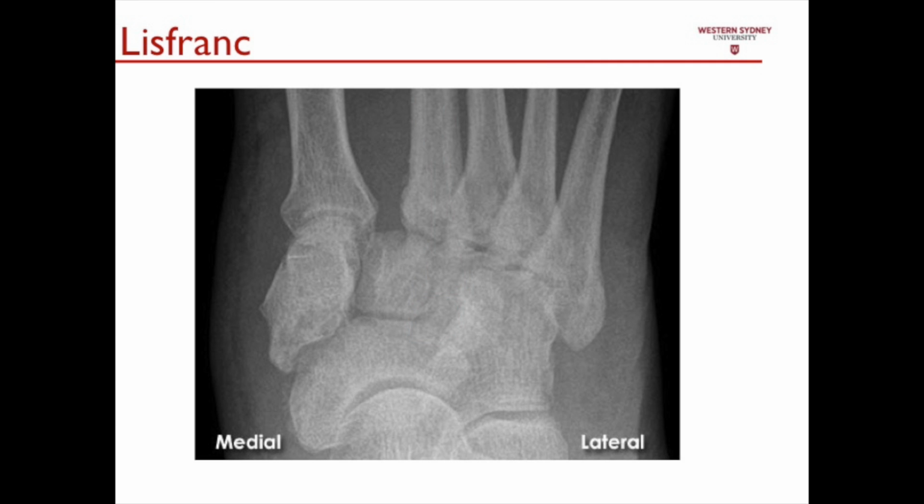Hopefully, in this image you will be able to see that there is a clear gap between the alignment of the second base of the second metatarsal relative to the intermediate cuneiform. This is indicative of damage to the Lisfranc ligament.